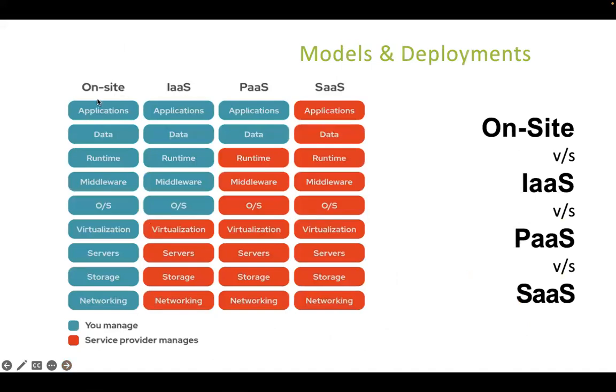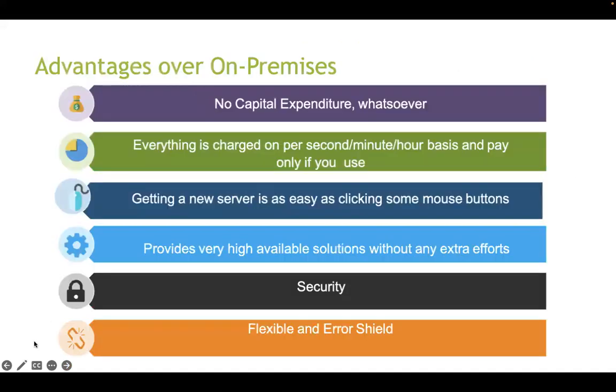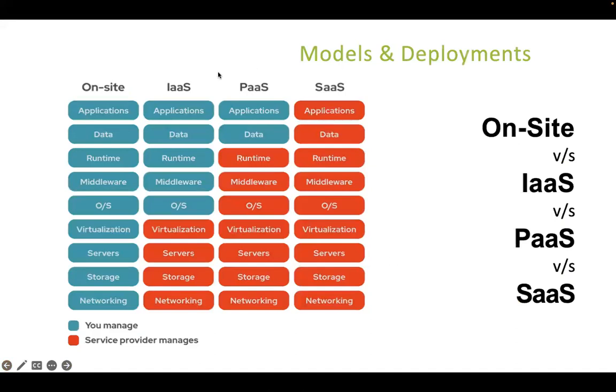On premises, on site, everything is managed by you. But when you are going to the cloud, the first service is infrastructure as a service. So what AWS is saying, okay, you are coming for infrastructure as a service, not an issue. We will manage networking, we will manage storage, we will provide you the server, and we will provide you the virtualization. Those 4 services are managed by the AWS service provider.